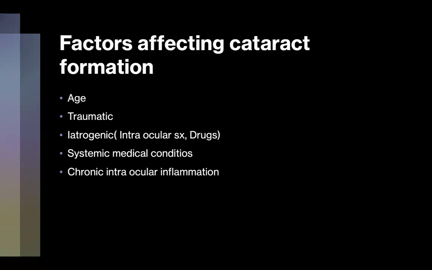Factors affecting cataract formation: age. After 40 or 50 years, everyone has a certain degree of cataract. It's very common. Trauma is a well-known factor. Iatrogenic causes, especially any intraocular surgery. Drugs like systemic steroids can cause cataracts. Systemic medical conditions like diabetic retinopathy increase the progression of cataract. Hypocalcemia, or any condition that gives rise to hypocalcemia, increases the chances of having a cataract, and so does any intraocular inflammation.